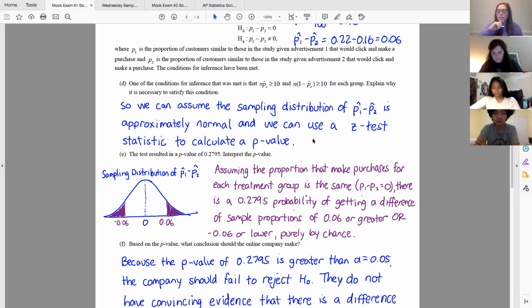But the question is, why do we check this condition? What is the reason behind checking this large sample condition? The reason is so that we can tell whether the sampling distribution is normal or not, and then we can go from there and calculate a test statistic and a p-value. So we check these conditions because we're looking to see if it's a normal sampling distribution, and then we move forward with the calculations.